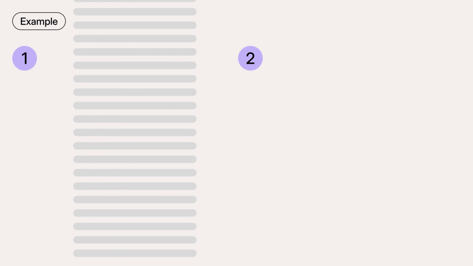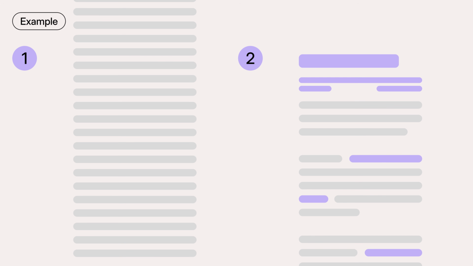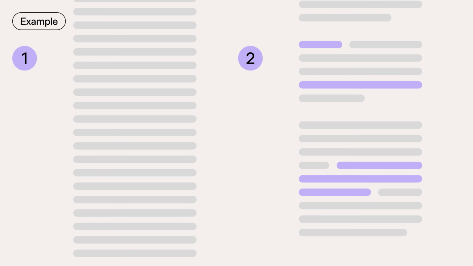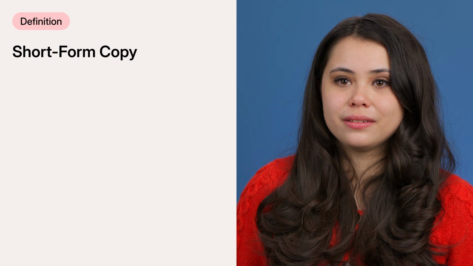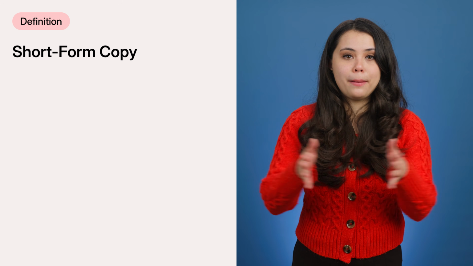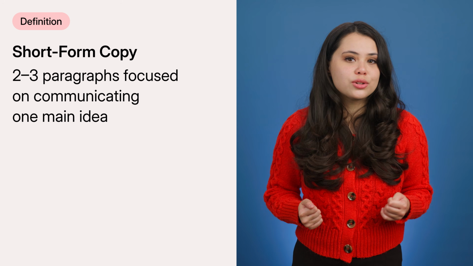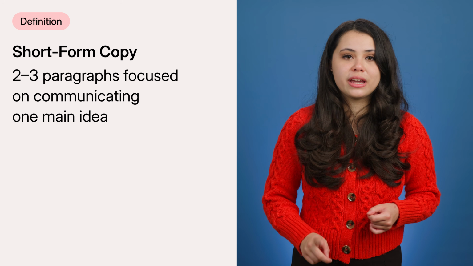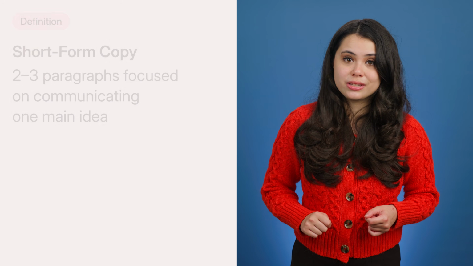If you find yourself writing something that will fall into the long-form category, consider scanning-friendly strategies, or if there's anywhere you can cut down on words and details. So what hits the sweet spot between scannable and detailed? Short-form copy. Short-form copy acts as the middle ground between long-form and microcopy, and is 2 to 3 paragraphs focused on communicating one main idea or point.